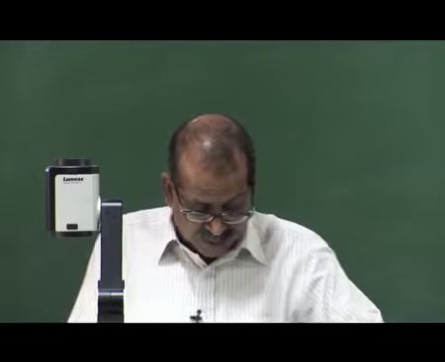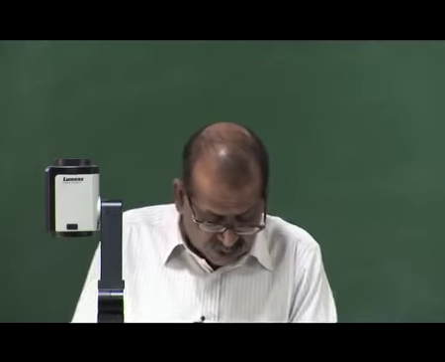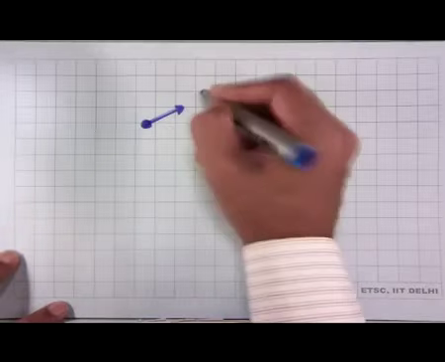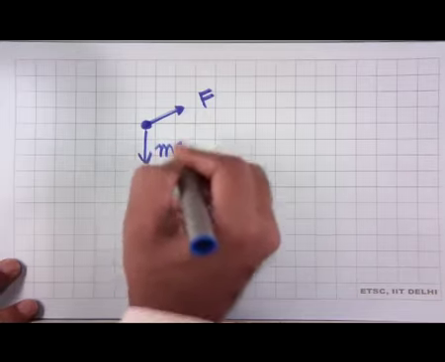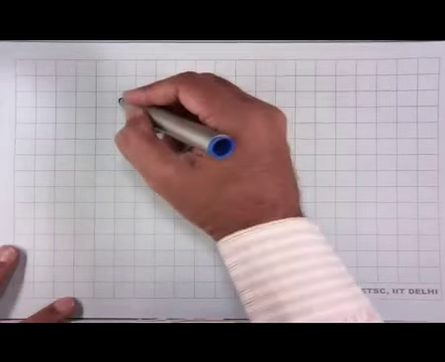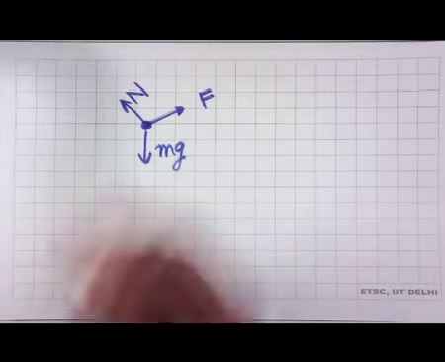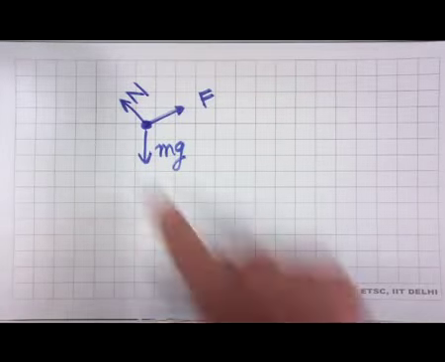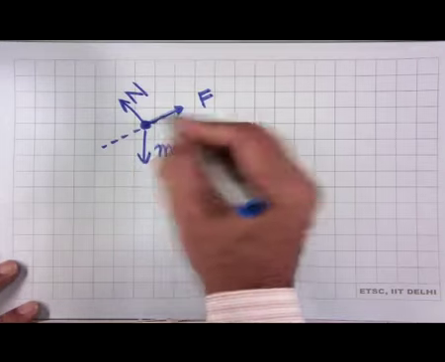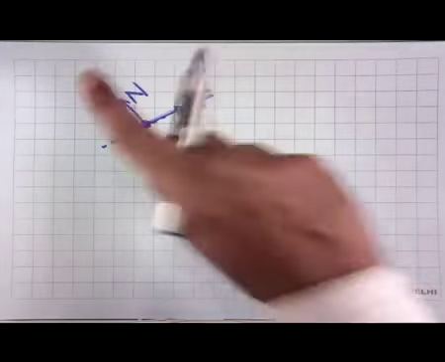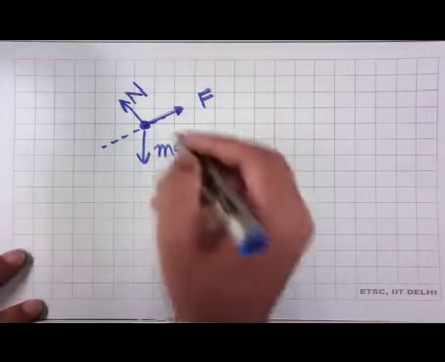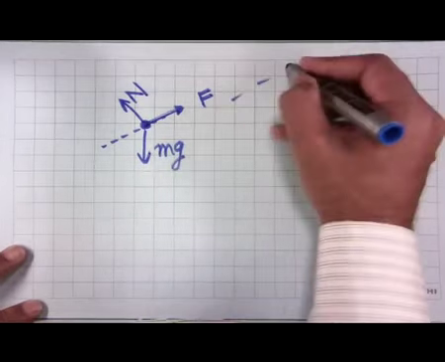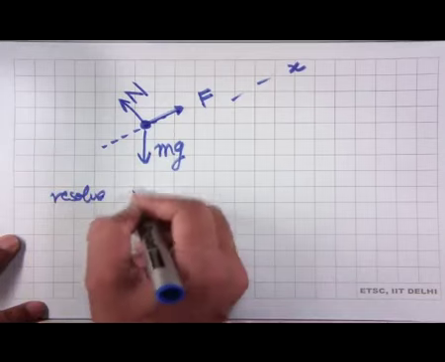Now, we draw the free body diagram of the block. We have the cable force F exerted here, we have the weight mg, and we have the normal reaction, the force being exerted by the ground on the block. So this is the ground, it exerts a normal reaction. Now what we can do is choose this as the x direction, and resolve mg along x and y.